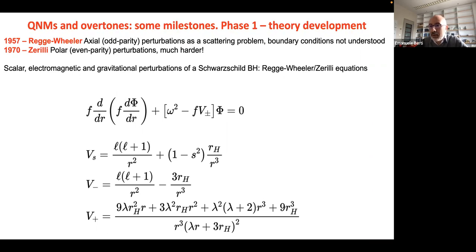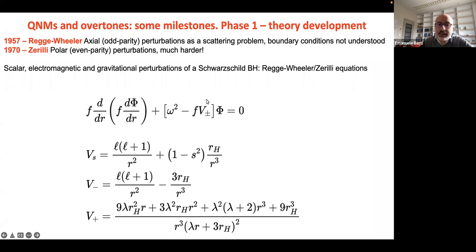Basically, what you do is you separate out the time dependence using a Fourier analysis, and you separate out the angular dependence using tensor spherical harmonics, and you discover that you are left with a problem that involves only the radial coordinate. And in the case of odd parity perturbations, what I call V minus here, you have a Schrödinger-like equation once you identify omega squared with the energy, and d/dr_* is the derivative with respect to the tortoise coordinate.